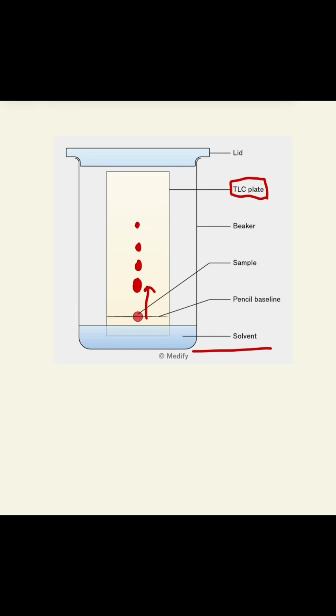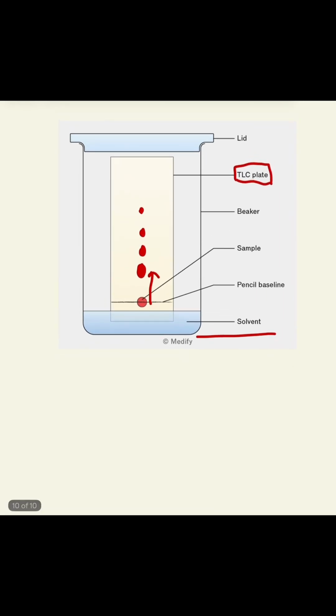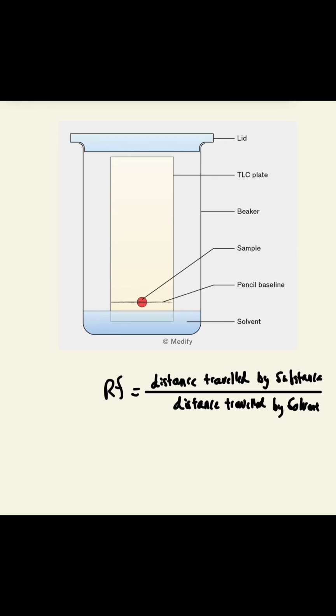One other way we can analyze the sample is a thing called the retention factor, or the RF value. That calculation is done by the distance traveled by the substance divided by the distance traveled by the solvent. I'll write that formula down now. Alright, so that's the formula for the retention factor.